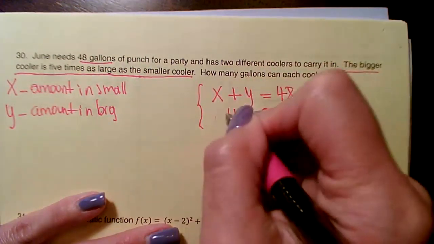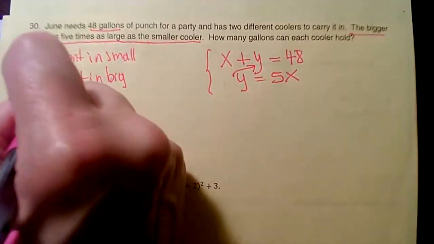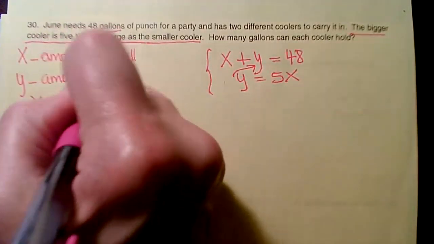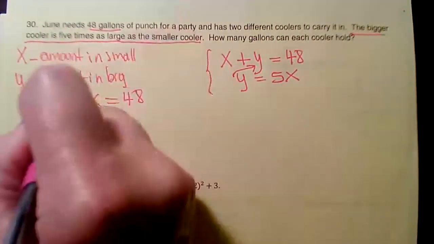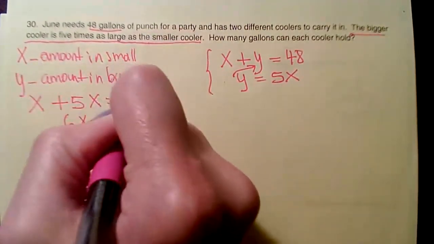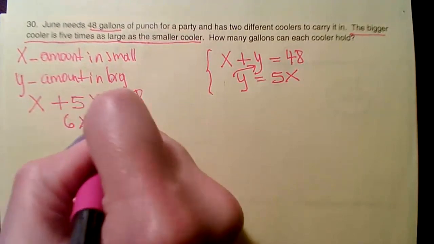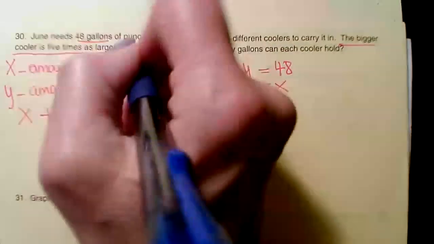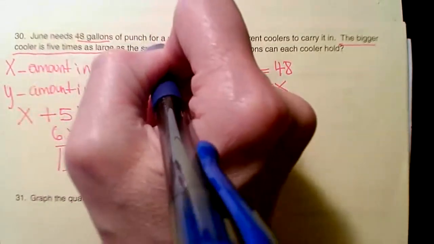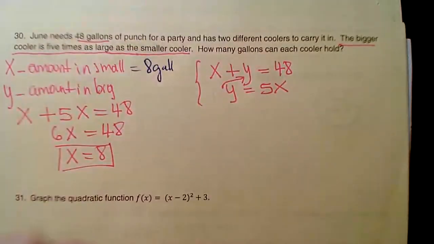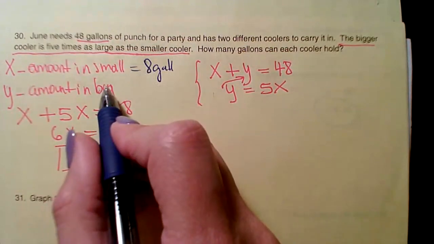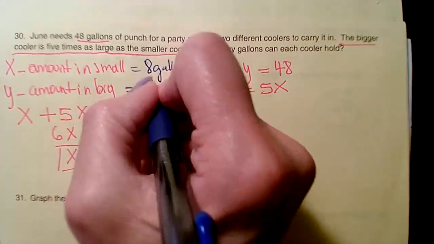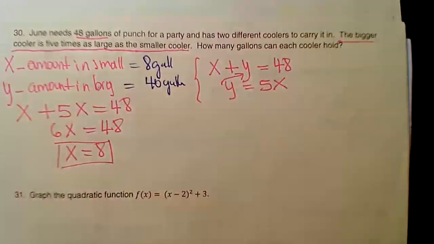Again, I'm going to substitute the Y into the first equation. So I get x plus 5x equals 48. This is 6x equals 48. X is going to be equal to 8. So the amount of the small one is 8 gallons. If this one is 8, the big one is going to be what? 40, right? Because they need to add up to 48.